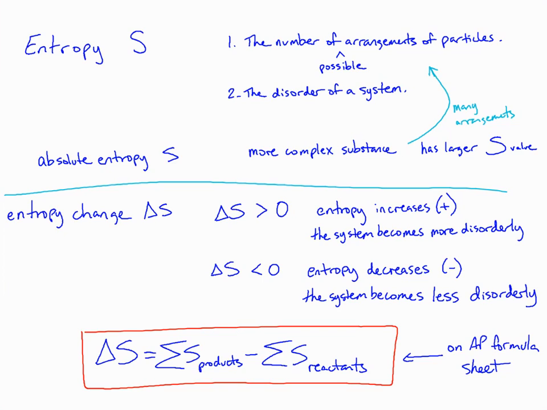When entropy is changing, and this is one of our AP formulas, and most of the AP formulas look the same for this unit, delta S equals the sum of the entropy of all the products minus the sum of all the reactants. That's a pretty typical formula. If it's greater than 0, entropy is going up. It's becoming more disorderly, more of a mess, more possible ways to arrange things. If it's less than 0, less disorderly, basically you're cleaning up your room there.